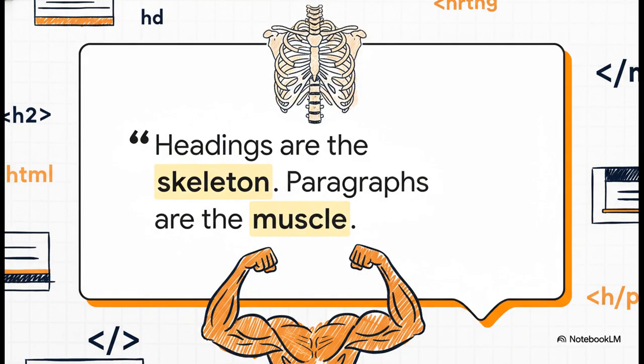You know, this quote just says it all. Headings are the skeleton. Paragraphs are the muscle. It's perfect, right? The headings provide that rigid structure, while the paragraphs add all the substance and meaning. You gotta have both, working together.